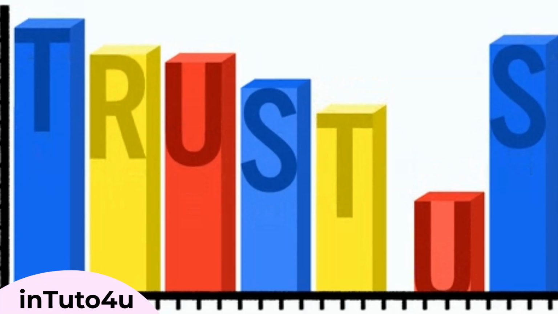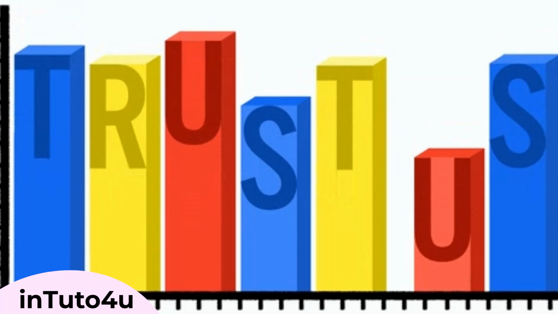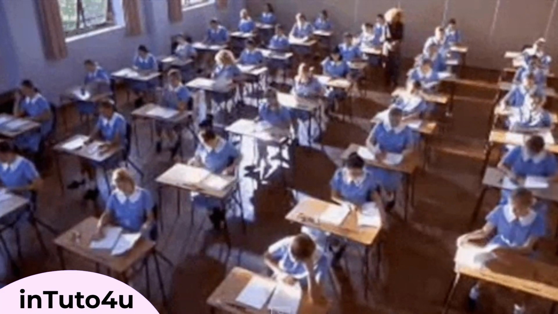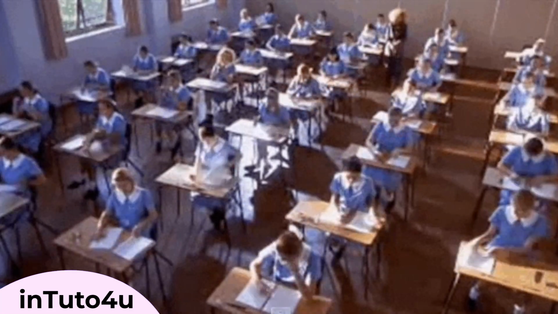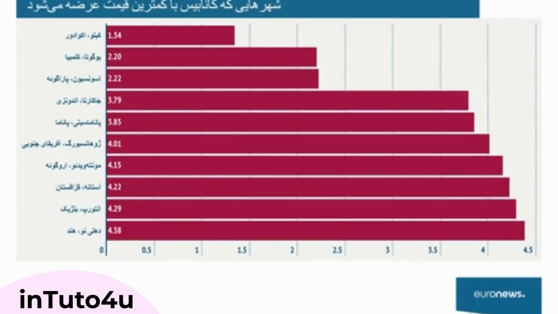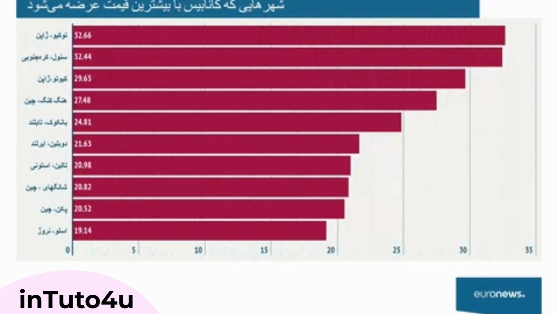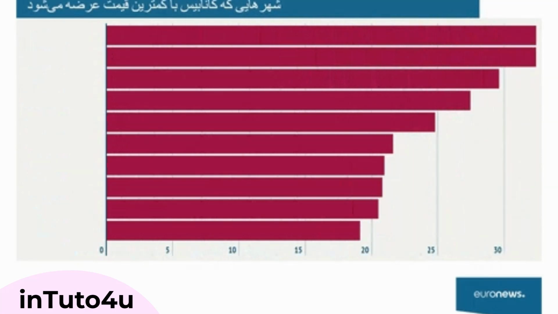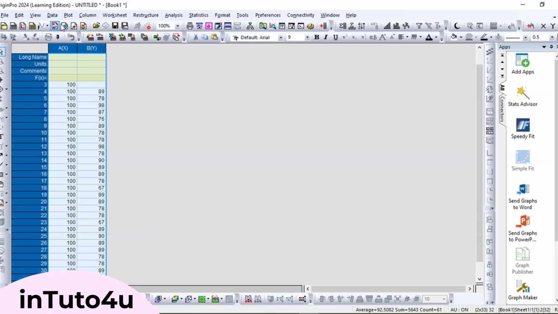A bar graph, on the other hand, is when you group students by categories like passed and failed, or maybe by departments, CS, maths, physics. Here, the bars stand apart because categories don't touch each other. Easy, right? Let's open Excel.